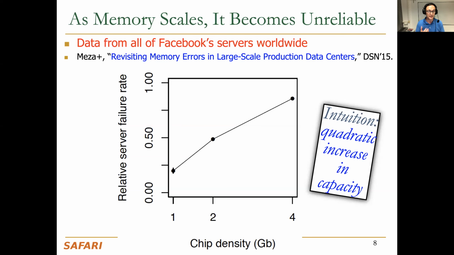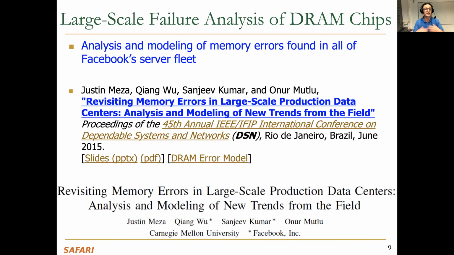And there's a lot of interference between the cells. As a result, there are many error mechanisms that exacerbate in these denser technology nodes. And as a result, servers fail more often. I'd recommend you take a look at this paper if you're interested in more field data based on many servers that we studied at Facebook.